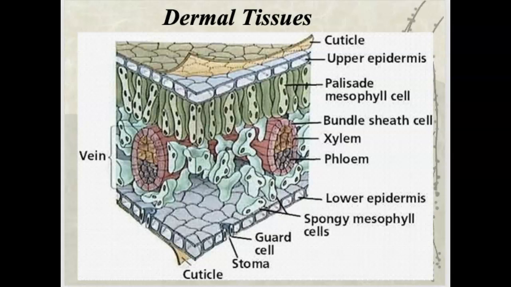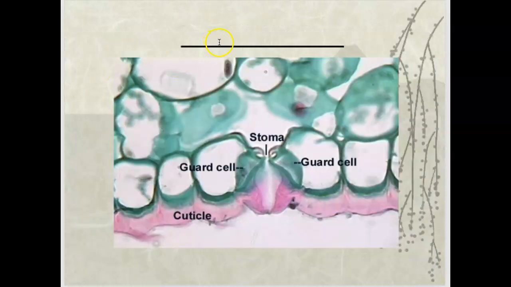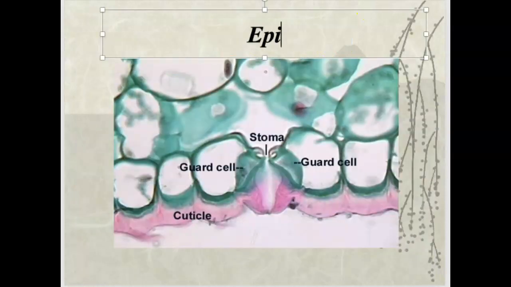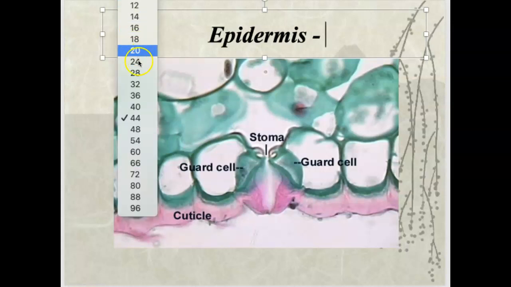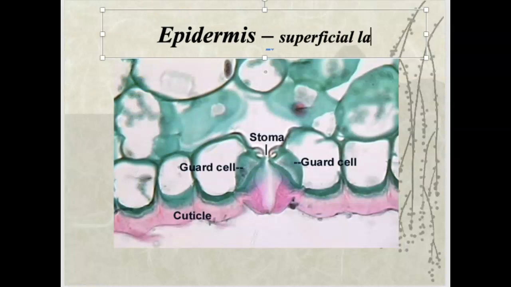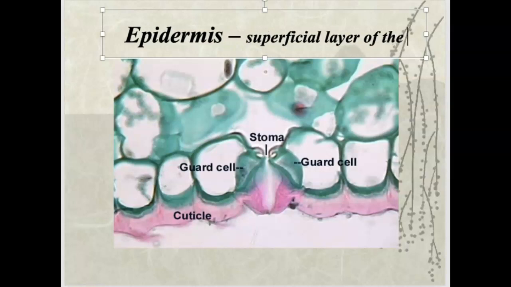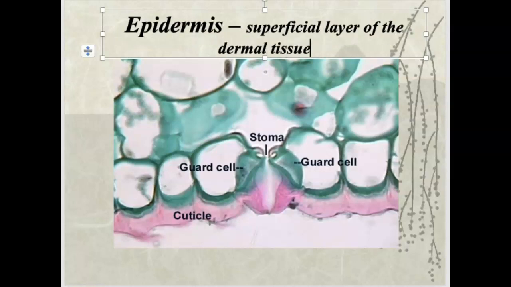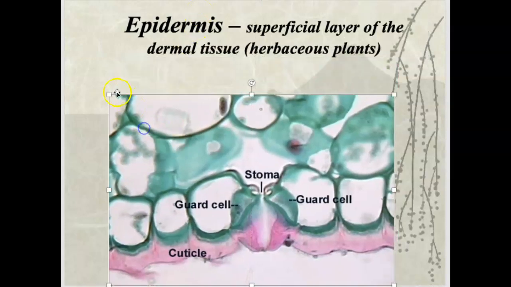So dermal tissue comes in a couple varieties. First one to mention here is the epidermis. So the epidermis is the most superficial layer of the dermal tissue. Okay, the outermost layer. This is what we see on herbaceous plants. Call it the skin of the herbaceous plant.